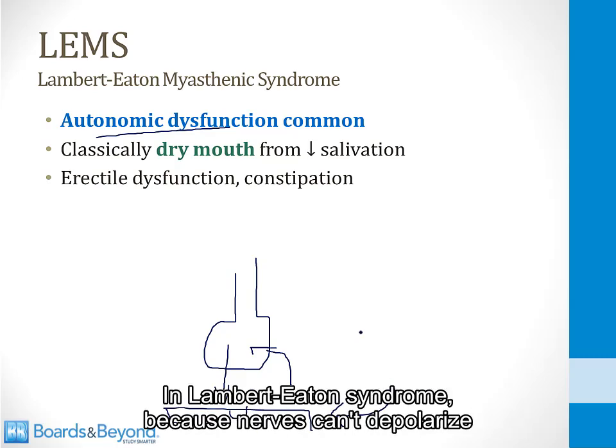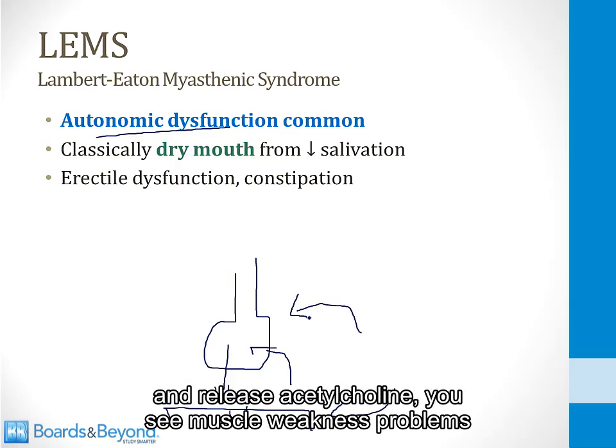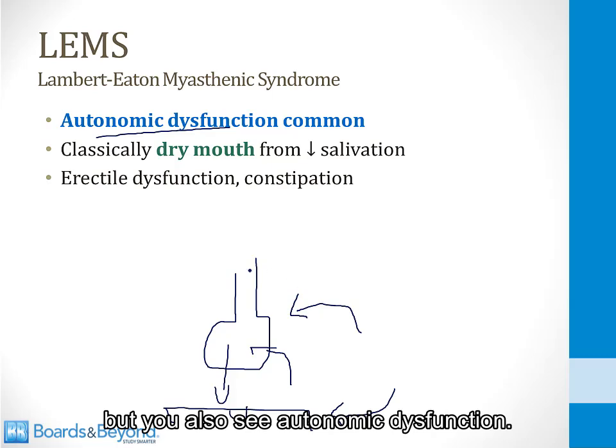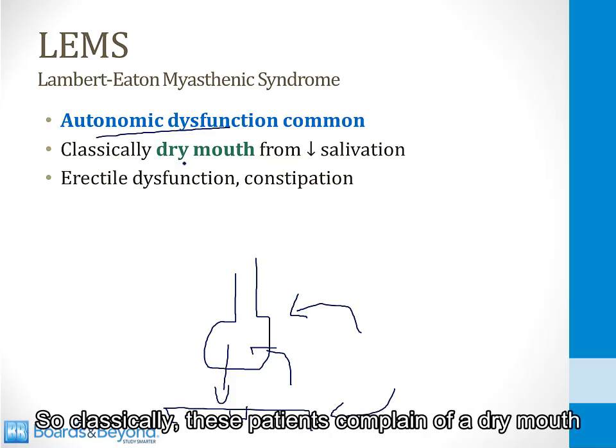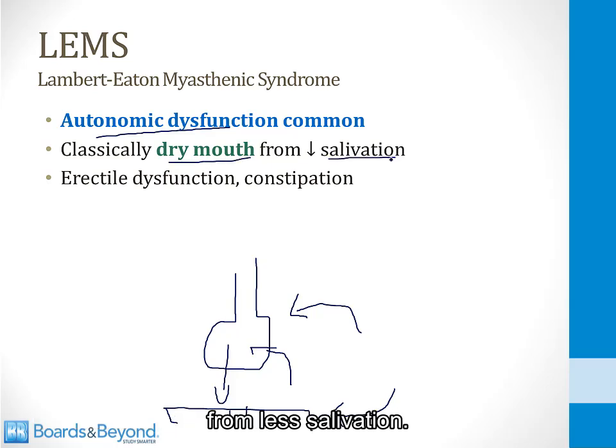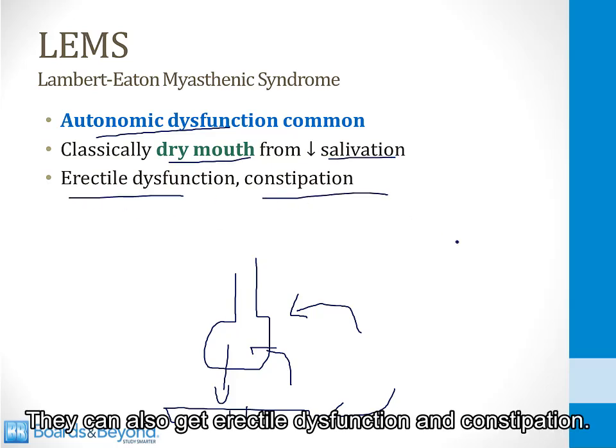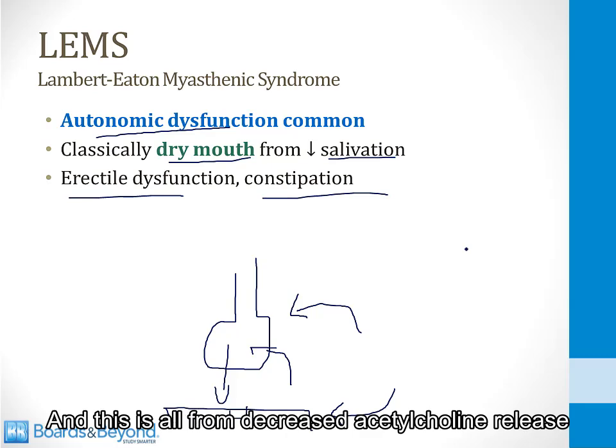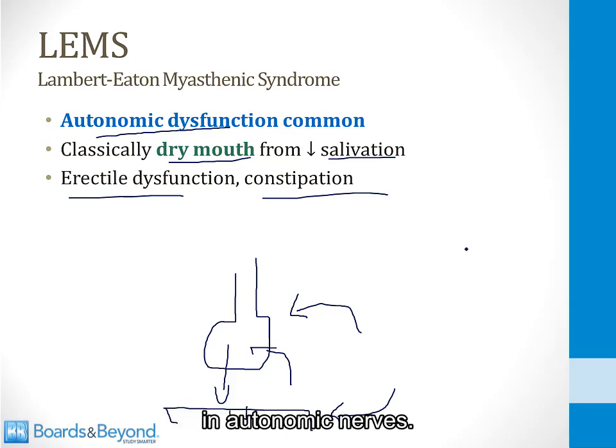In Lambert-Eaton syndrome, because nerves can't depolarize and release acetylcholine, you see muscle weakness problems, but you also see autonomic dysfunction. So classically, these patients complain of a dry mouth from less salivation. They can also get erectile dysfunction and constipation, and this is all from decreased acetylcholine release in autonomic nerves.